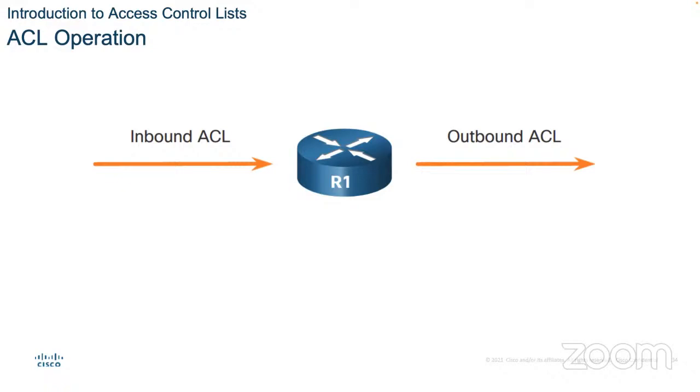An outbound ACL filters packets after being routed, regardless of the inbound interface. Incoming packets are routed to the outbound interface, and then they are processed through the outbound ACL. Outbound ACLs are best used when the same filter will be applied to packets coming from multiple inbound interfaces before exiting the same outbound interface.